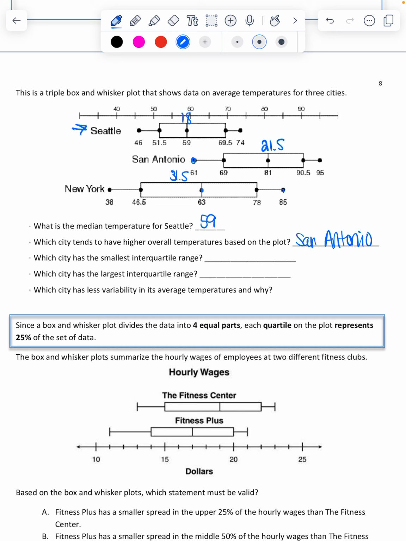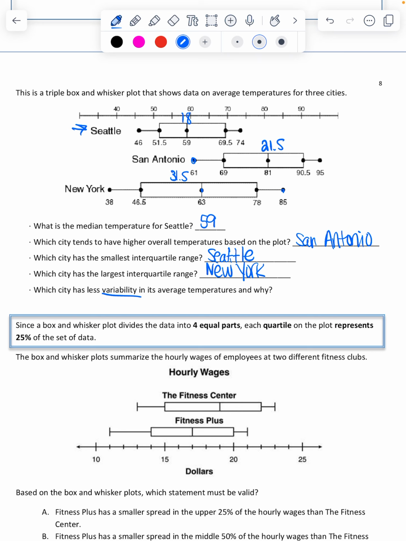You also can be able to tell from just the box. If the box is smaller, then it has a smaller interquartile range. If it's larger, it has a larger interquartile range. I just wouldn't really be able to look at Seattle versus San Antonio and say which one looks smaller because they're pretty close, but definitely the smallest would be Seattle. Which city has the largest interquartile range? Well, that would be New York.